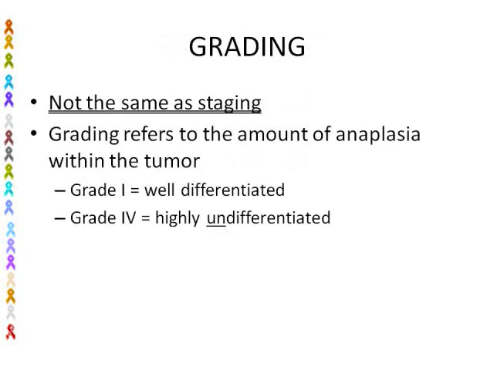Now, grading is not the same as staging. It refers to the amount of anaplasia within the tumor. Do the tumor cells still look like the tissue of origin, or do they not? A grade 1, the cells are still well differentiated. They are pretty close to the tissue of origin. Whereas a grade 4, they're highly undifferentiated, and they don't resemble the tissue of origin very much.